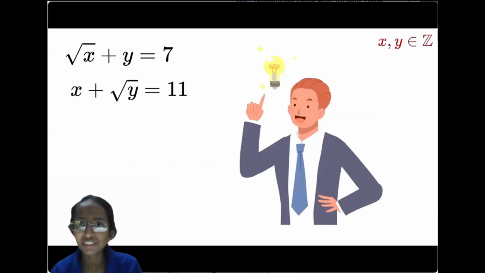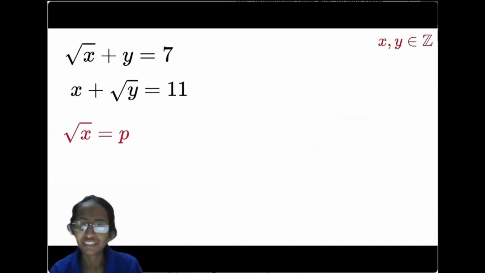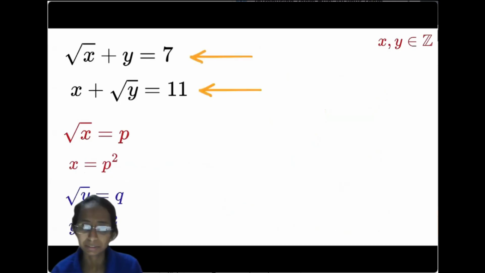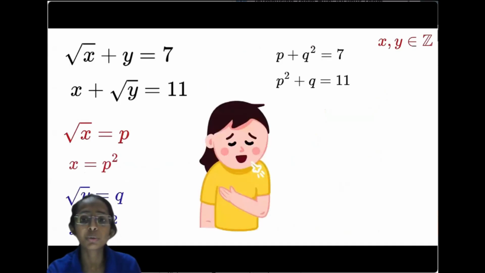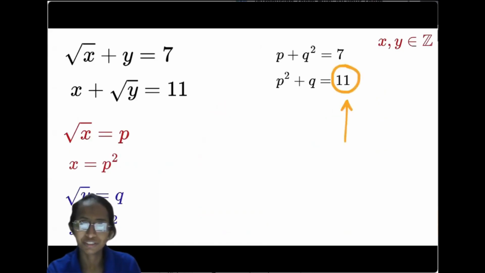So what can we do? Okay, we have a new idea: we put √x as p, so x will be p², and √y as q, so y will be q². By substituting these in the equations, we have p + q² = 7 and p² + q = 11. We have removed the roots from this.